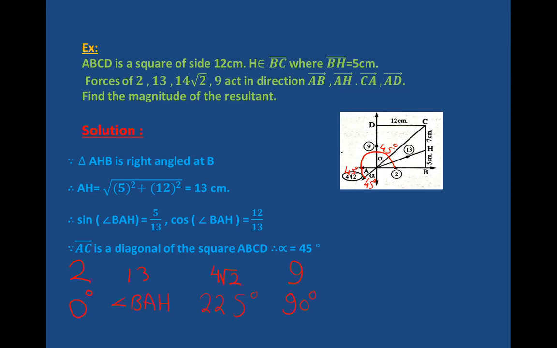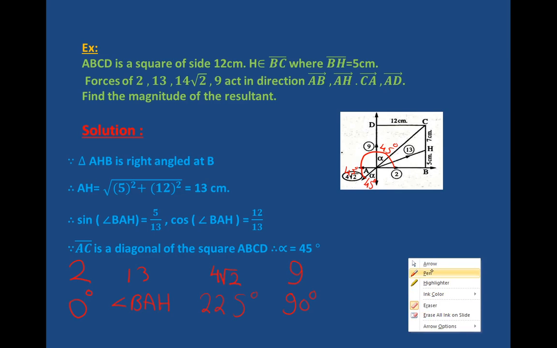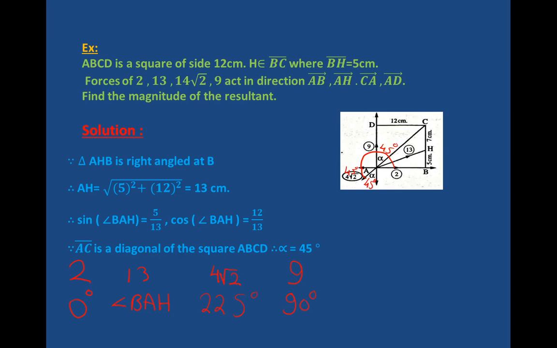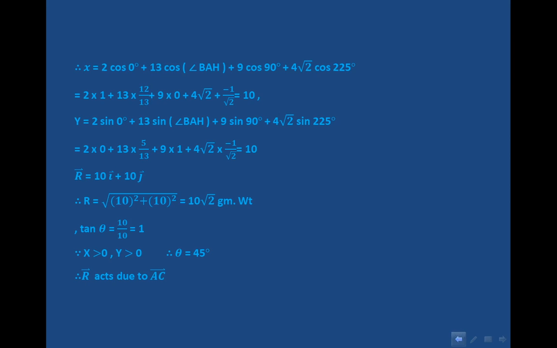Here are the 4 forces, and these are the measures of the angles between each force and the positive x direction. Then the resultant equals 10i plus 10j as a vector. The resultant magnitude is 10 root 2, and the direction of the resultant is 45 degrees, the same direction as the diagonal AC.